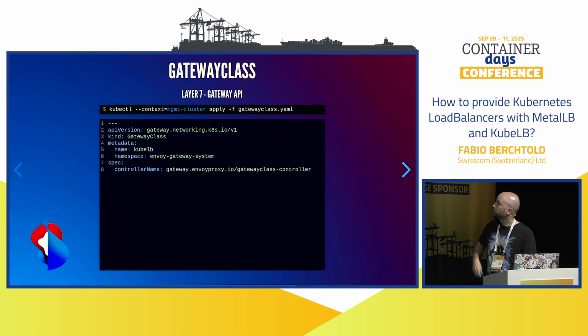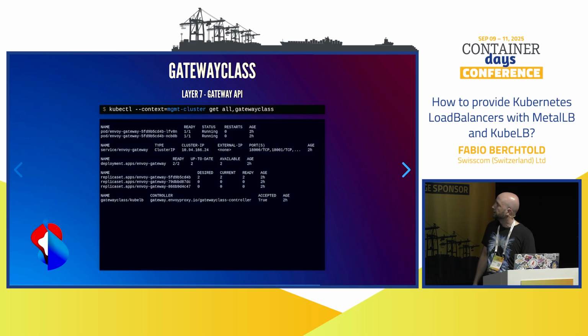Yeah, the great thing is KubeLB also understands Gateway API. So in the management cluster, you create a gateway class, whatever you want to call it, and it will just do a few things in preparation, right? This is just how it looks. We are using Envoy Gateway, just as an example.